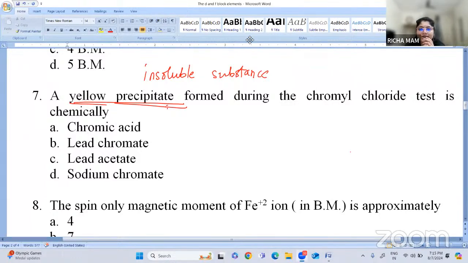Okay, so let us continue. Shri Varuni has answered it as B. Janvi has answered it as B. Akila has answered it as D. Dupna has answered it as B. Yellow precipitate formed during the chromyl chloride test is chemically.